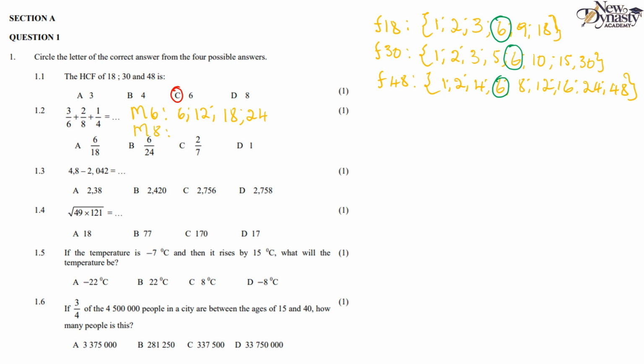Then the multiples of 8. I'm going to have 8 times 1, which is 8, 8 times 2, which is 16, 8 times 3 is 24. I already see a 24 there. Let me stop right here, but let's continue with the multiples of 4.